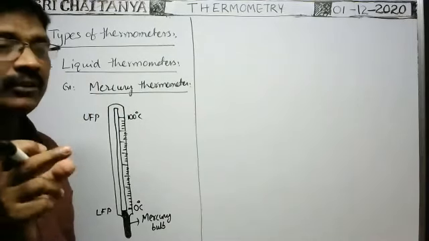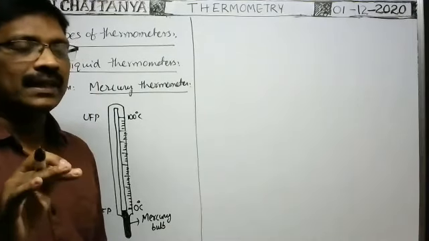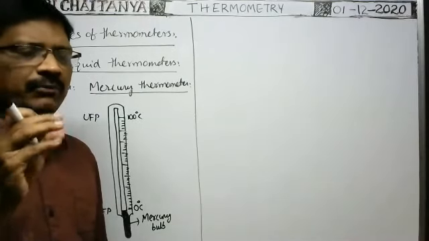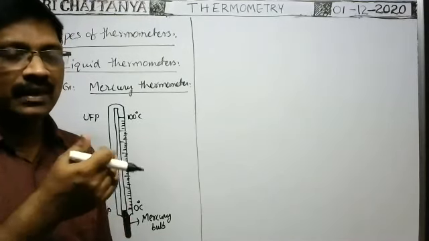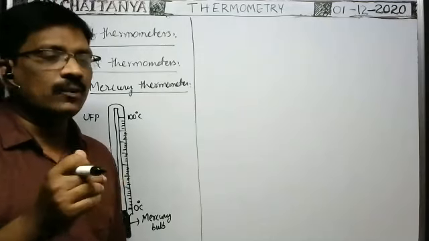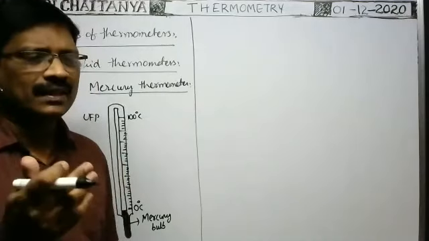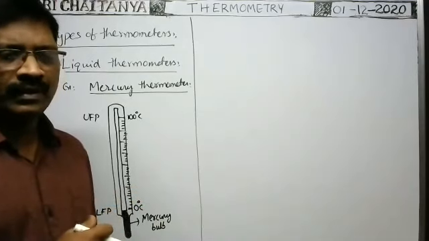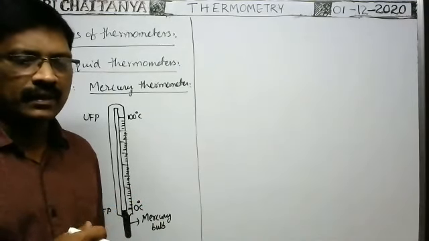And moreover, the conductivity must be high. Conductivity means thermal conductivity. Heat energy must be transmitted through that liquid freely, easily. That means the ability of the substance which allows the heat energy to pass through it is called thermal conductivity. Thermal conductivity of mercury must be high.